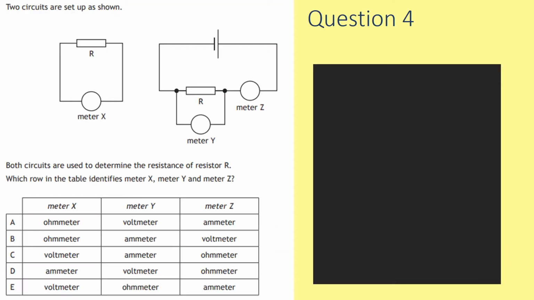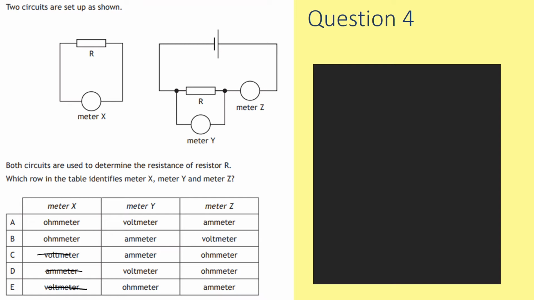Question 4. 2 circuits are set up as shown. Both circuits are used to determine the resistance of resistor R. Which row in the table identifies meter X, meter Y, and meter Z? Now you've done this experiment in class, so you should know that meter X, used to measure resistance directly, is the ohmmeter, which means that C, D, and E are all incorrect.